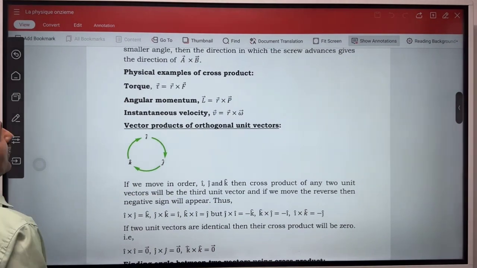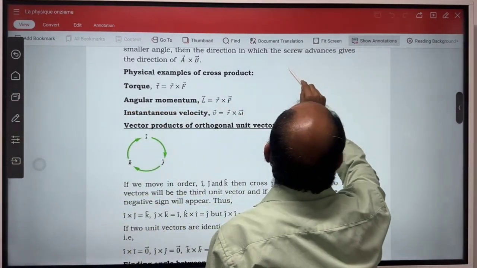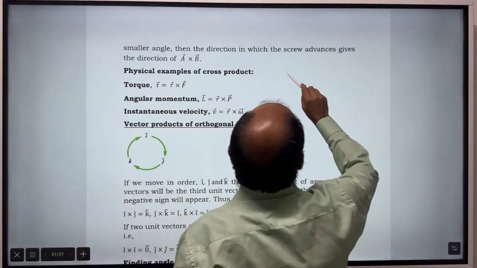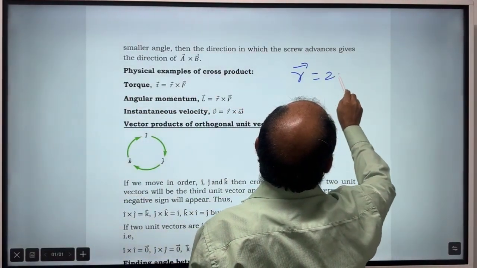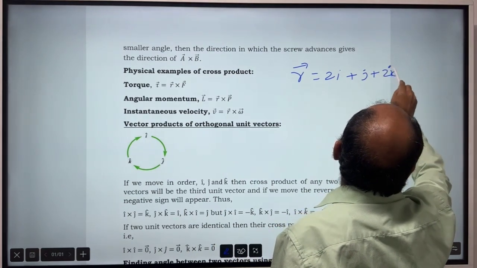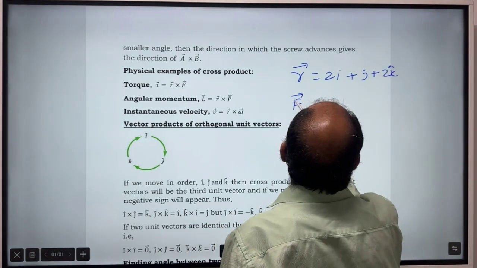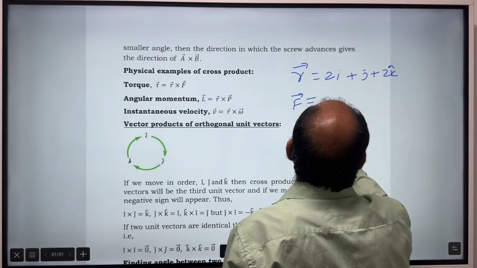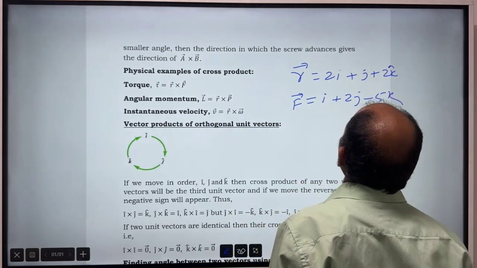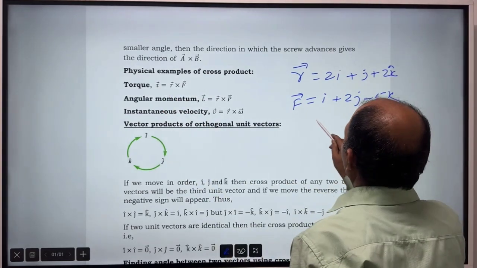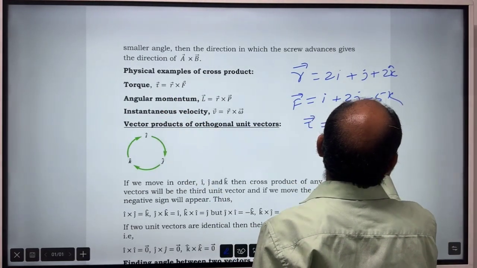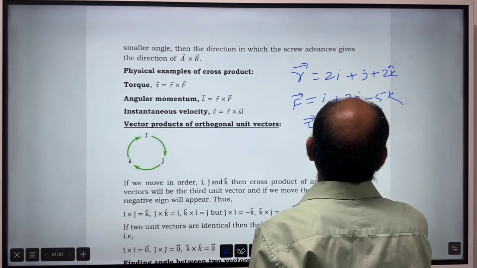I am showing you how to calculate. Suppose you are given vector R is 2i plus j plus 2k, in terms of meter, and F is given as i plus 2j minus 5k Newton. Then in order to get torque, what will you do? Just find R cross F. And you know how to find R cross F.